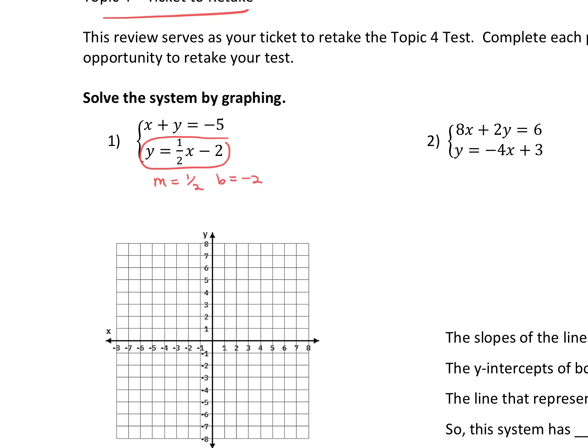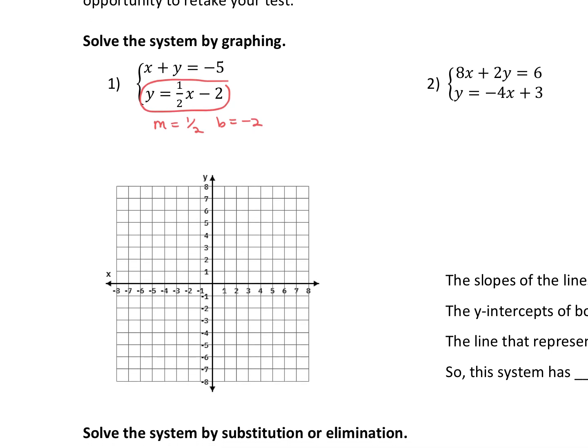So I'm going to start with putting that line on the graph, starting with the y-intercept at negative 2. We always start by plotting the y-intercept. Then our slope is 1/2, so we're going to rise 1, go up 1, and then run to the right 2. Up 1, to the right 2. This is going to get us that uphill line to match our positive slope.